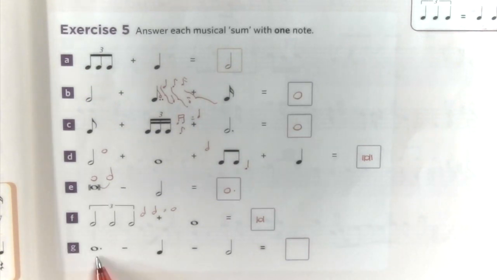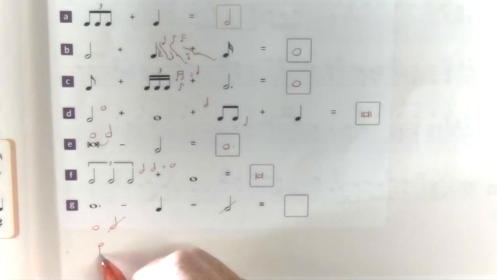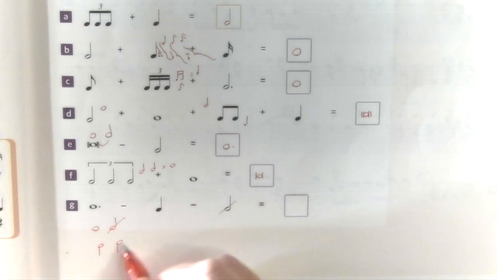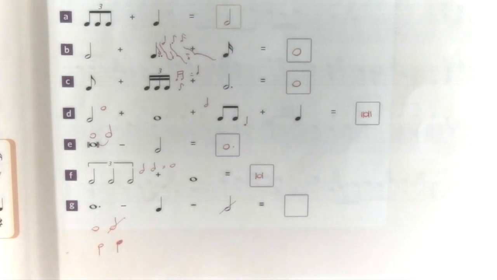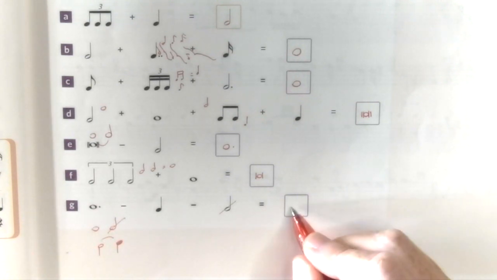Last one, a dotted semibreve minus 1 crotchet minus 1 minim. Okay, a dotted semibreve is a semibreve and a minim. Now, a minim minus a minim means 0. Okay, so we have a semibreve left minus 1 crotchet. Now, a semibreve is equal to 2 minims. 1 minim loses 1 semi-minim, so 1 crotchet, and this is what we have left. And this is a dotted minim.